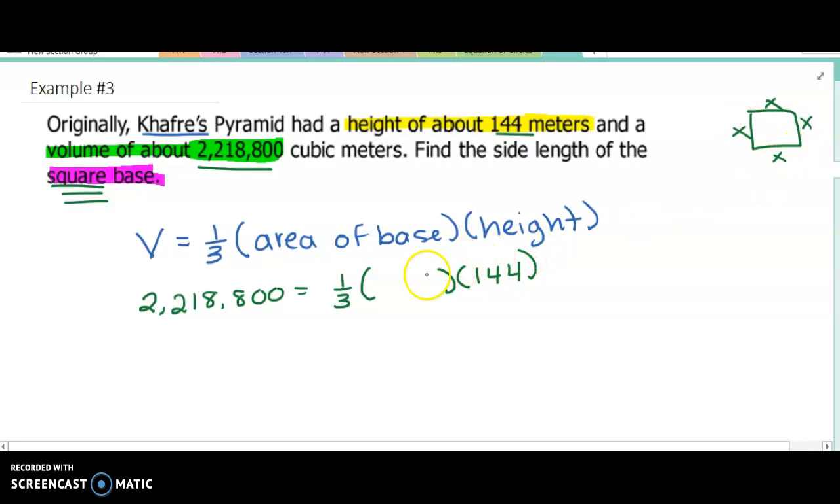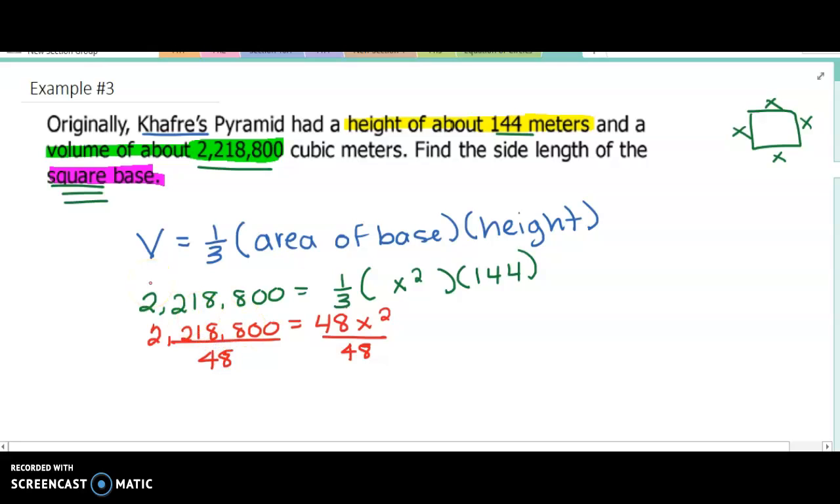I could find the area of this by just x squared. All right, so now let's just do some algebra. 2218800 equals, well, 1/3 times 144 is just 48x squared. Okay, to get x squared by itself, let's divide both sides by 48.